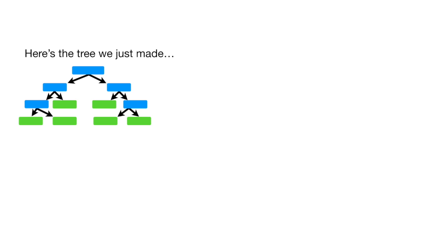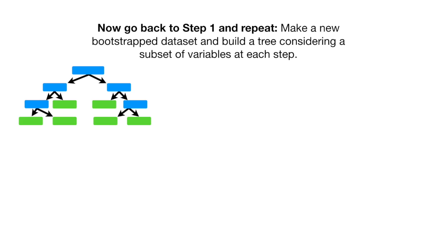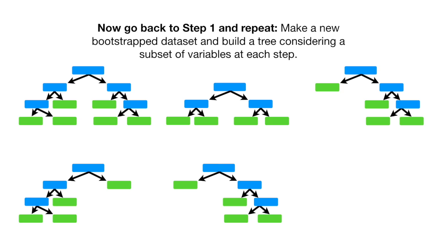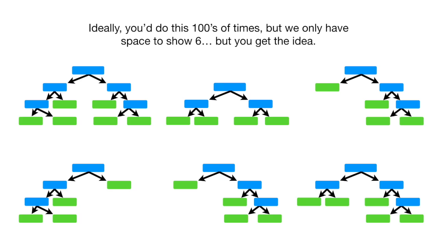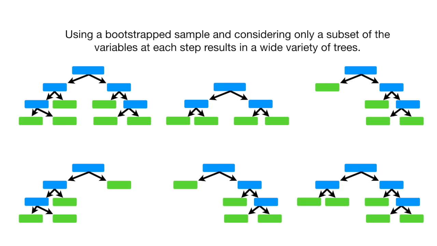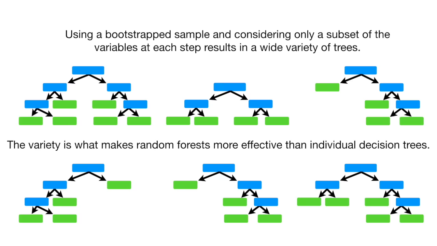Here's the tree we just made. Now, go back to step one and repeat. Make a new bootstrap dataset and build a tree considering a subset of variables at each step. Ideally, you do this hundreds of times, but we only have space to show six. But you get the idea. Using a bootstrap sample and considering only a subset of variables at each step results in a wide variety of trees. The variety is what makes random forests more effective than individual decision trees.